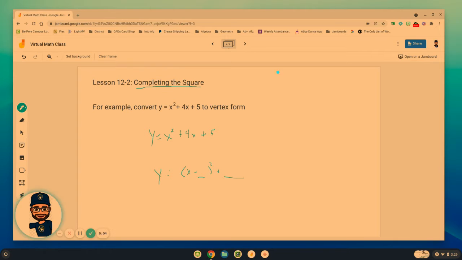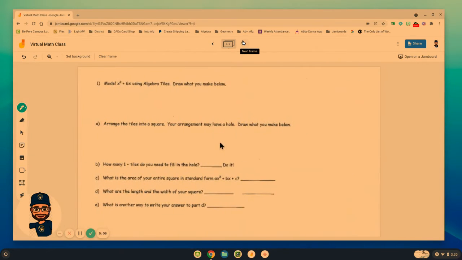And so there's a process involved. And in order to better understand it, we're going to go back to our algebra tiles, things that you've used in the past. So how might we model x squared plus 6x using algebra tiles?